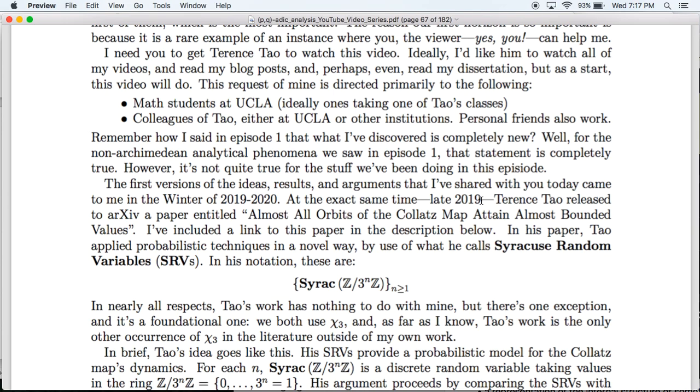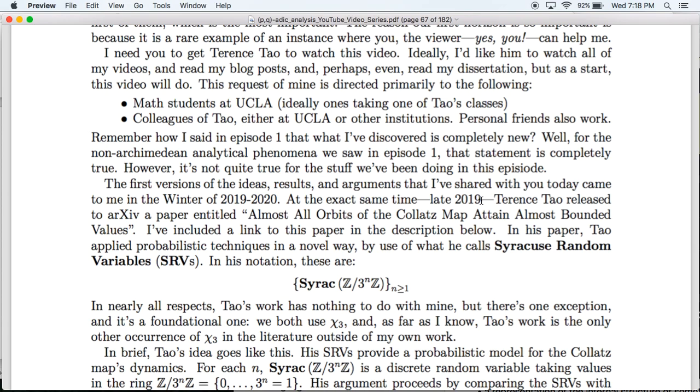paper entitled "Almost All Orbits of the Collatz Map Attain Almost Bounded Values." He's gone to talk about this paper all over the place. He has a video lecture from the Institute for Advanced Study, etc. I've included a link to the paper in the description below.